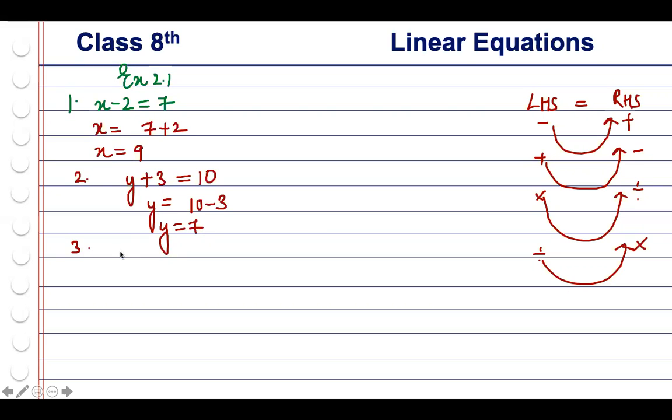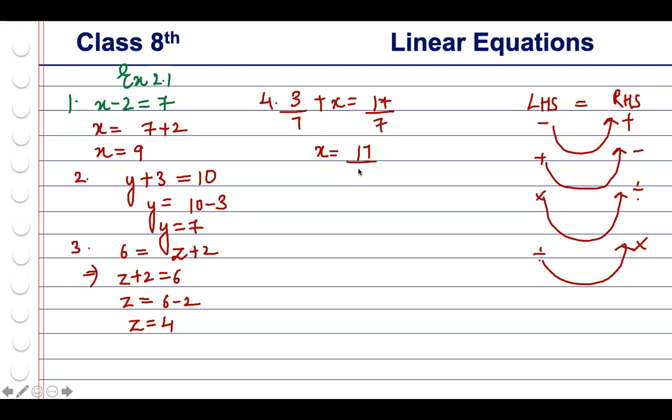In the third question, 6 is equal to z plus 2. I can write this as z plus 2 is equal to 6. If I take this 2 to the other side, I get minus 2. Therefore, z is equal to 4. Coming to the fourth part, 3 upon 7 plus x is equal to 17 upon 7. Very simple. I'll just take this 3 upon 7 to that side. x is equal to 17 upon 7 minus 3 upon 7. This is 14 upon 7. When I divide it, I get x to be 2.